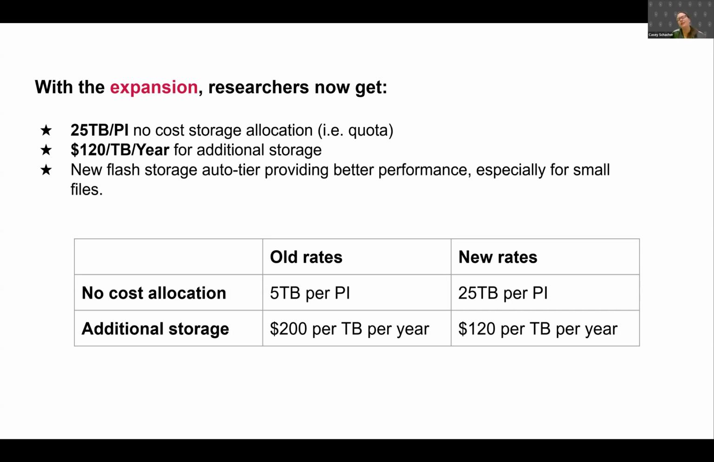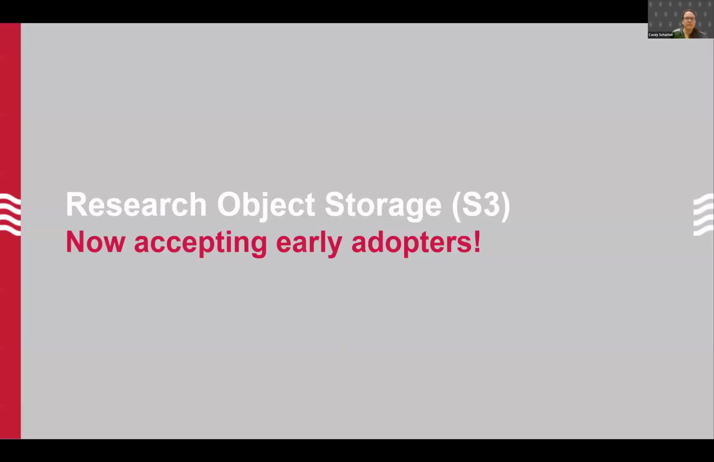But there are people that even with 25 terabytes of data, they still have more data than that. So they need additional storage beyond the 25 terabytes. And for those folks, we've been able to reduce the price from $200 per terabyte per year to $120 per terabyte per year. And if I'm doing my math right, that's like a 40% reduction in cost for additional storage beyond the no-cost quota. I'm going to hand it off to Kevin at this point, and he's going to tell you all about research object storage. And just as a note, we are now accepting early adopters for this service.